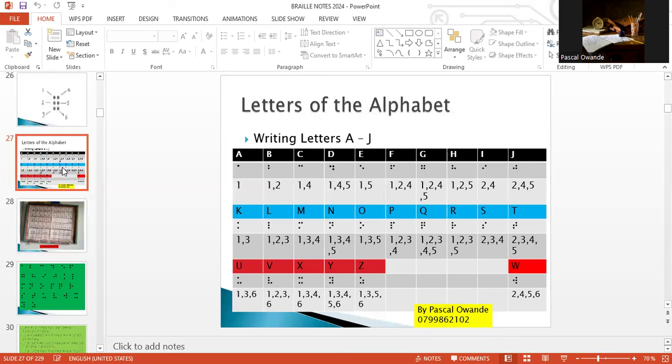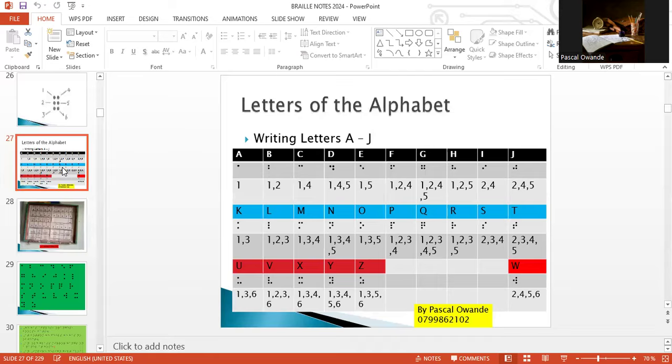So from K to T, we will now have letters U, V, X, Y, Z. Letter U falls under letter K, which is dot 1, 3, and then we add dot 6, so U is dot 1, 3, 6. V falls under letter L, so V is dot 1, 2, 3, 6. X falls under letter P, so X is dot 1, 3, 4, 6. Y falls under letter N, so Y is dot 1, 3, 4, 5, and 6. Finally, Z falls under letter O, and that is dot 1, 3, 5, and 6.